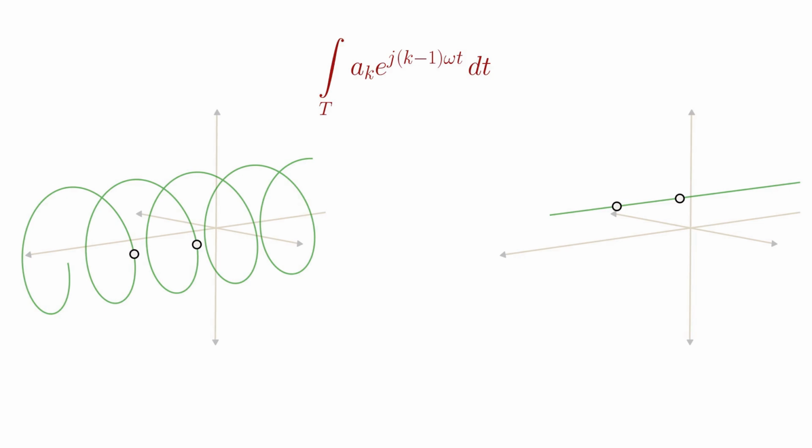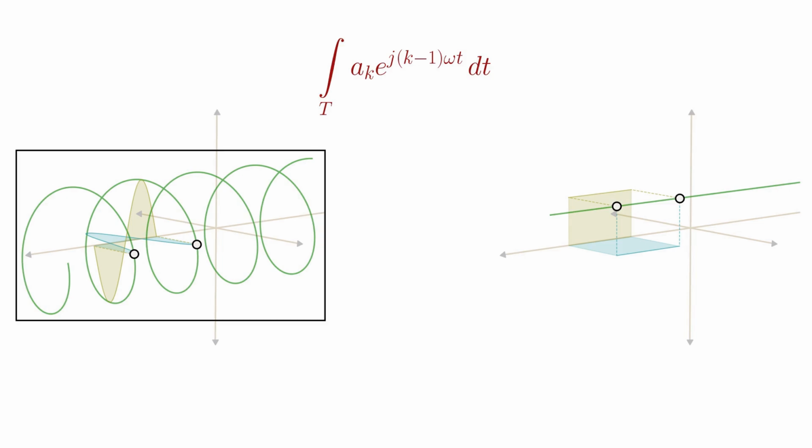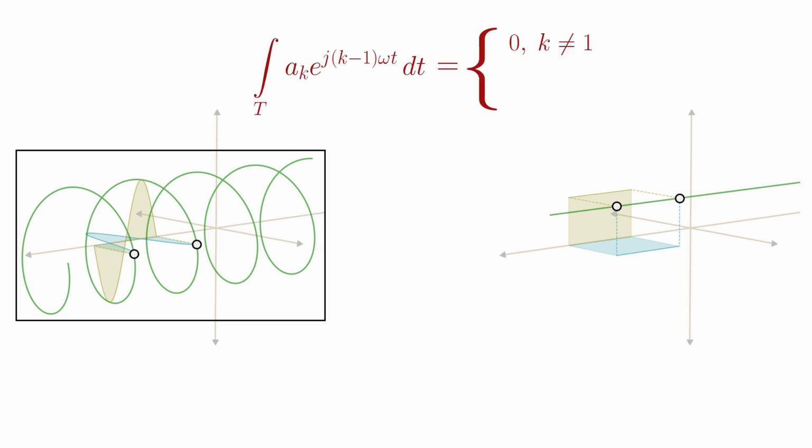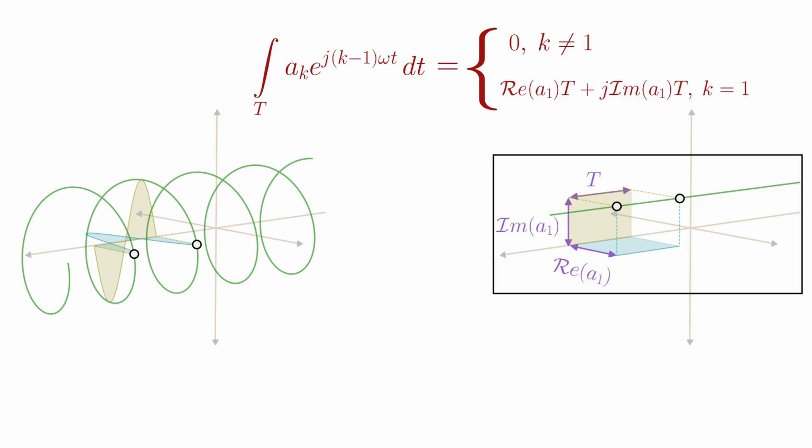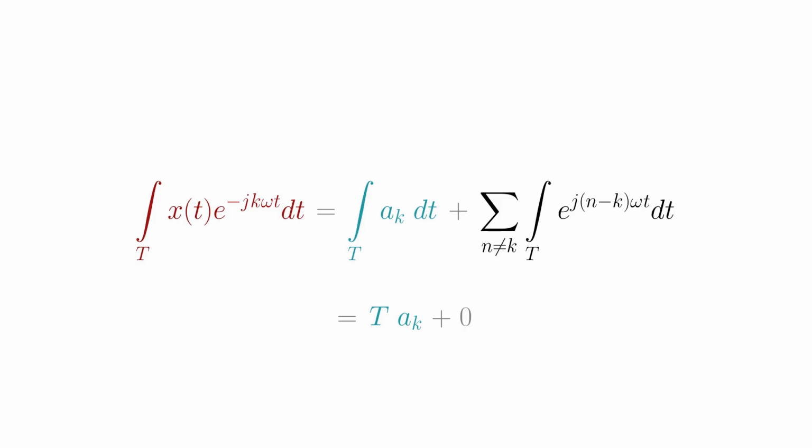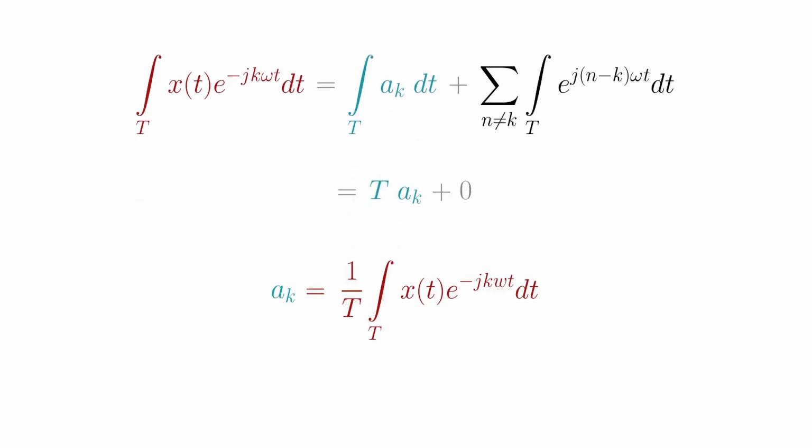We've already seen that complex integration corresponds to computing the areas under the real and the imaginary parts of the signal. So in this case, the areas cancel each other out because the underlying sinusoids have equal area in the positive and negative directions, giving us a value of 0. But in this case, we get the sum of these rectangular areas. So we get the desired value a1 scaled by the fundamental period t. So this is what we have. So now we just need to divide by t to get ak.